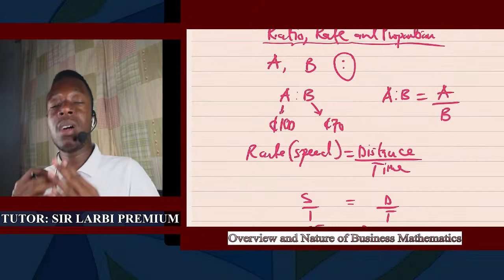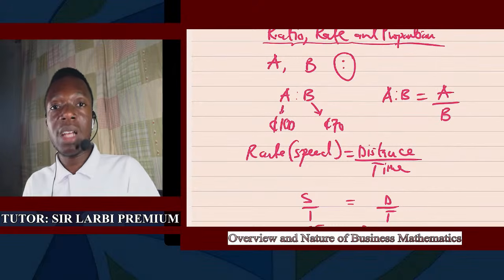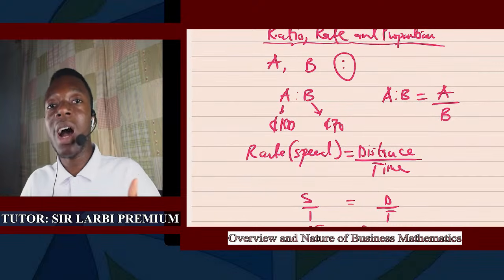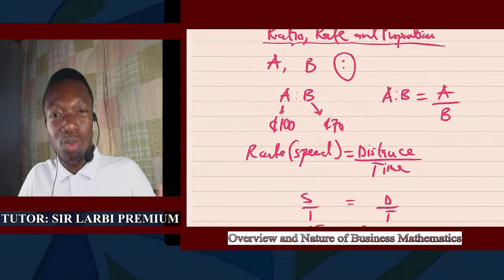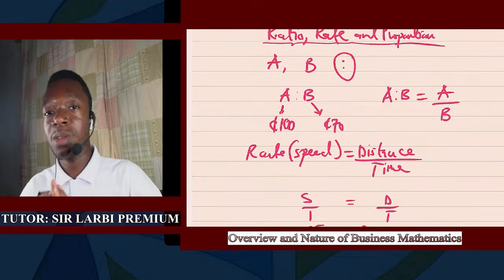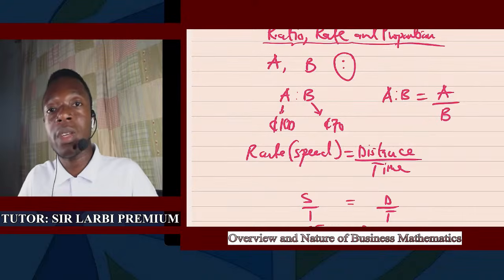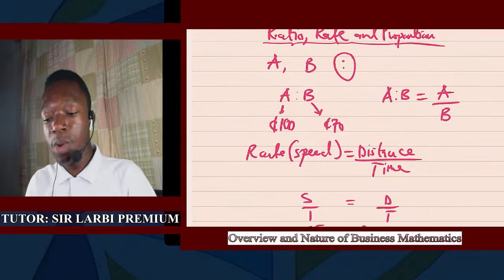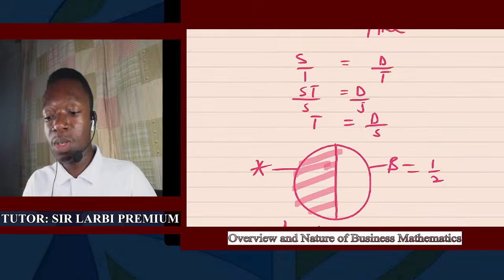And we said that rates in business are employed to help us understand how much work has been done and at what speed. We said that the rate should always be equal to the distance, that is the amount of work done, taking into account the time spent on that particular work. And we wrap up by looking at the latter part, which is the proportion.